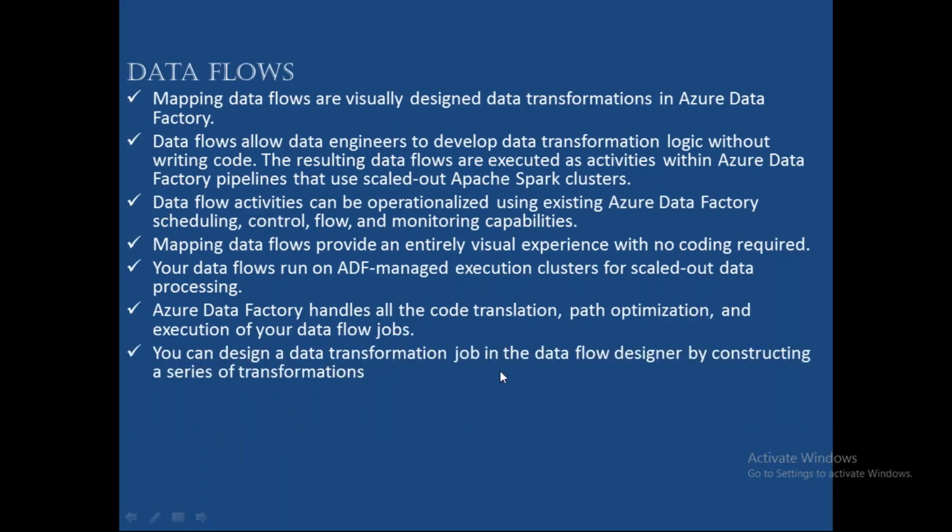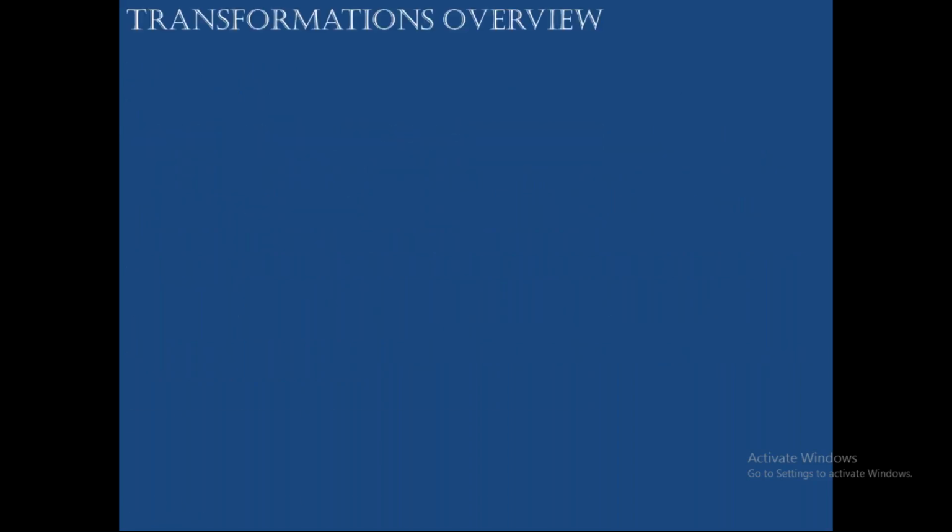You can design a data transformation job in the data flow designer by constructing a series of transformations. So how are you going to create data flows? With a series of transformations. The first transformation may be selecting some columns, then adding a new column, then maybe reducing the number of columns, then doing some kind of group by. A series of transformations is nothing but your data flow. All those things I discussed, that's why I'm going a little bit fast, but whatever is new, I will go a little bit slower.